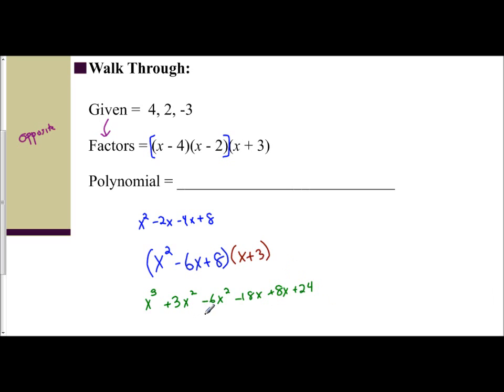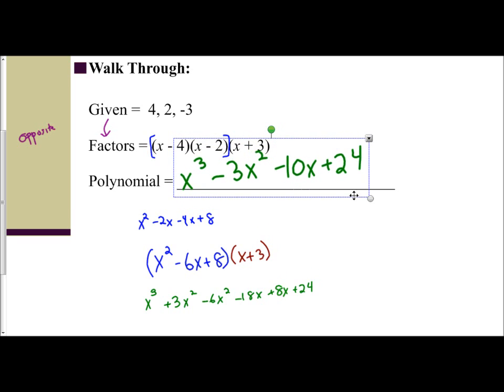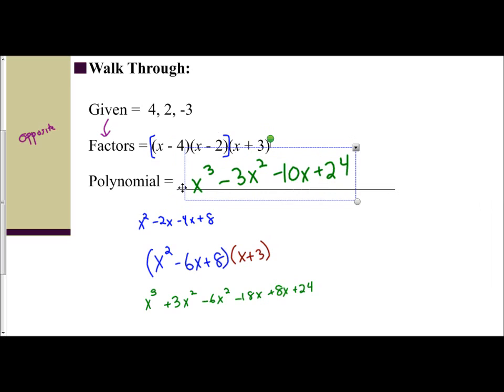And so I have the polynomial x cubed minus 3x squared, when we combine our like terms, minus 10x plus 24. And that is the polynomial we get from multiplying out x minus 4 times x minus 2 times x plus 3. Create your factors and then just use the distributive property to perform the operations. So let's do it again.